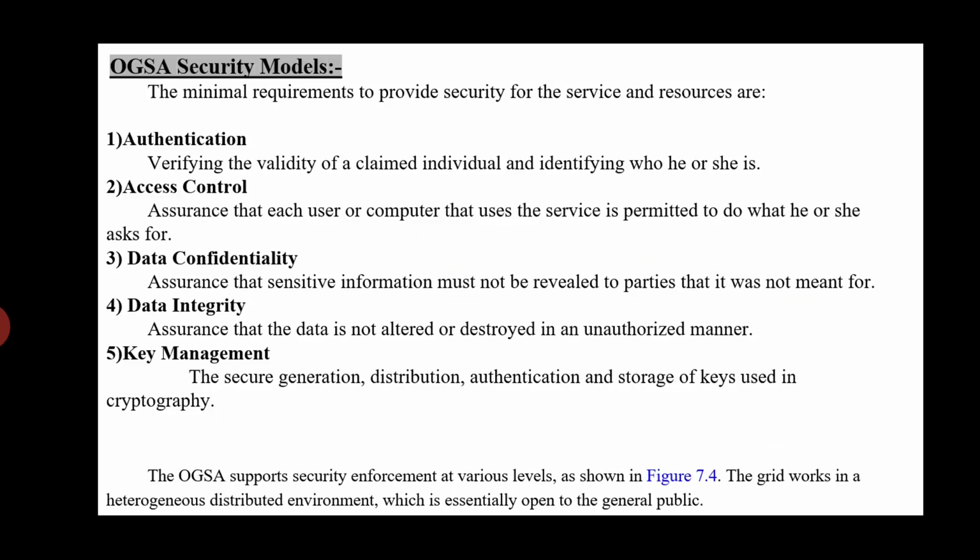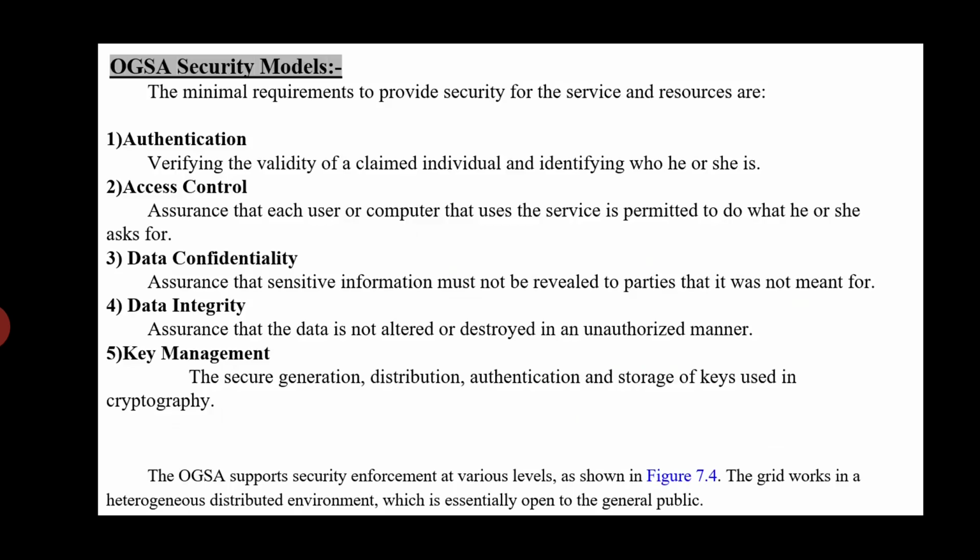Coming to the second one, access control. We have to assure that each user or computer that uses the services, the grid services, is permitted to do what he or she asks for.